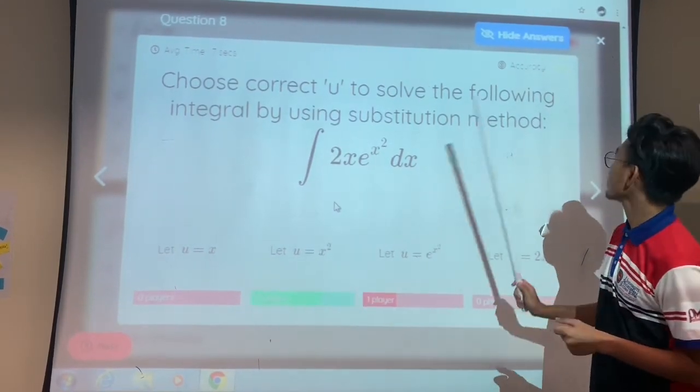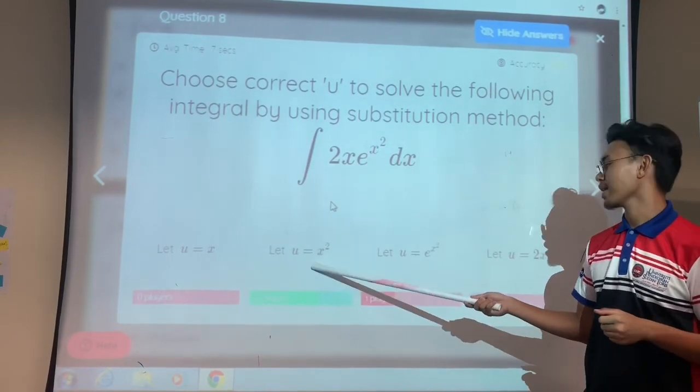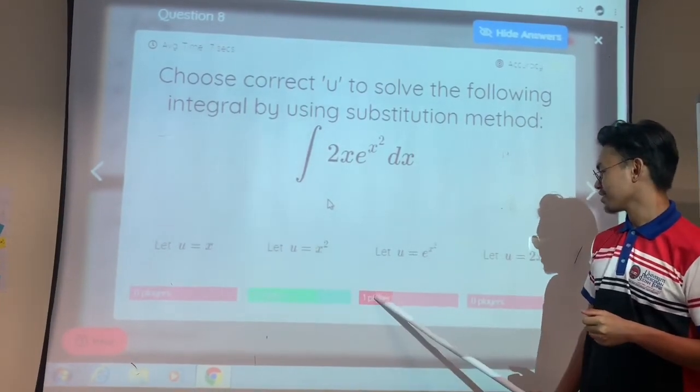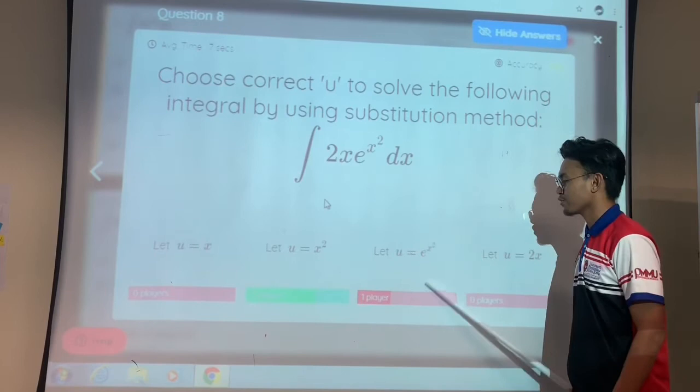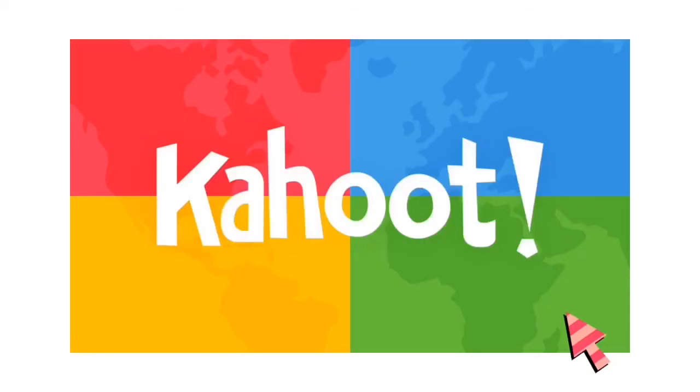For now, I can tell that most of you have done well by choosing a correct u, and one player has chosen a wrong u. So this you need to avoid.